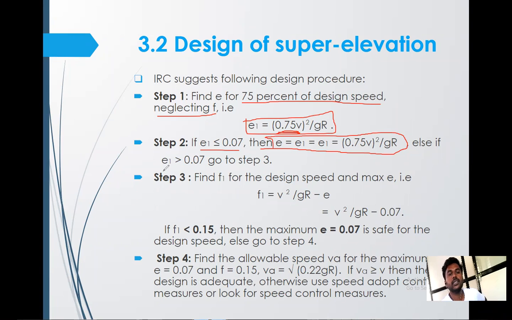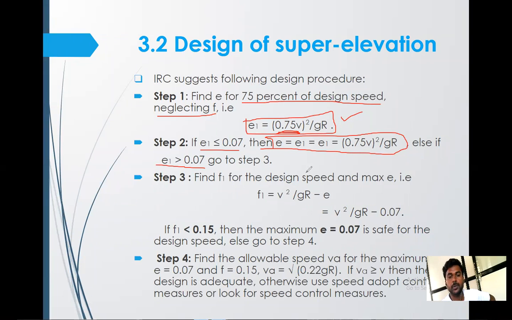But if that E goes beyond 0.07, what does it mean? By calculating with this formula, if that E is greater than 0.07, then we have to go for the next step. If E is less than 0.07, we will stop here only. Whatever E we get from this formula will be taken as that only. But if it goes beyond 0.07, we have to go for the next step.